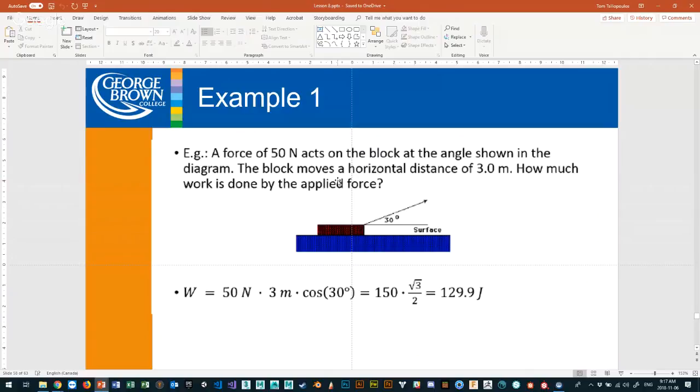The block moves a horizontal distance of 3 meters. How much work is done by the applied force? That's the key. So we know that work is force times distance. Force is 50 newtons, distance is 3 meters. But we also have to use cos theta because the force is not exactly along the surface. It's at an angle, right?